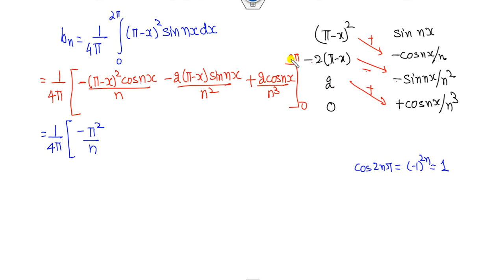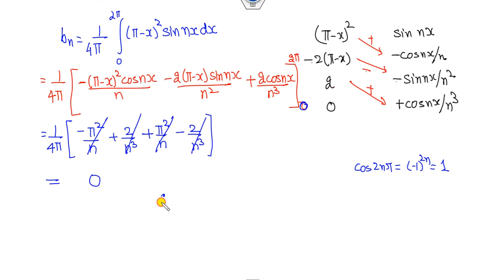When I substitute here, sin n pi will be 0, cos 2n pi will be 1. This is the upper limit. When you substitute the lower limit, so 0, cos 0 is 1, and it will be pi minus 0 is pi, so it's minus minus plus pi square over n. Cos 0 is 1, sin 0 is 0, cos 0 is 1, so it's minus 2 over n cube. So this will be cancelled out, so that bn is 0.